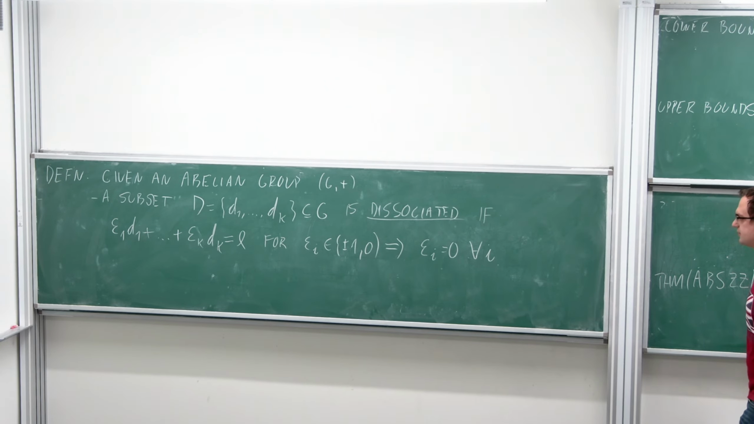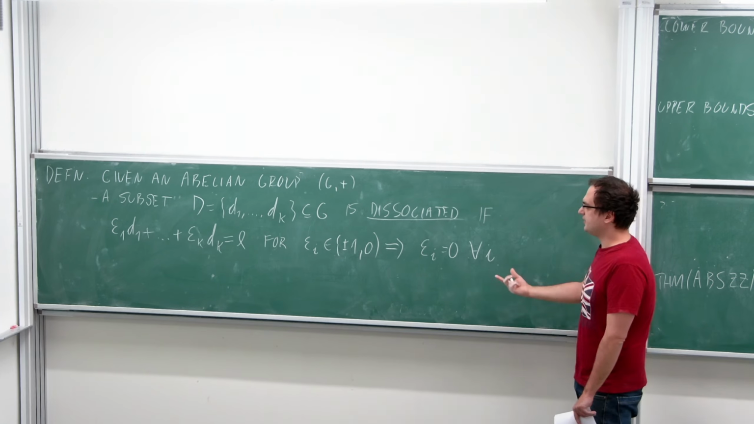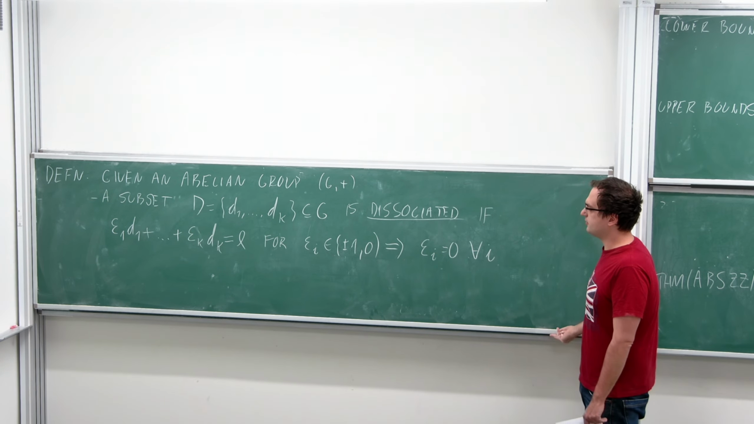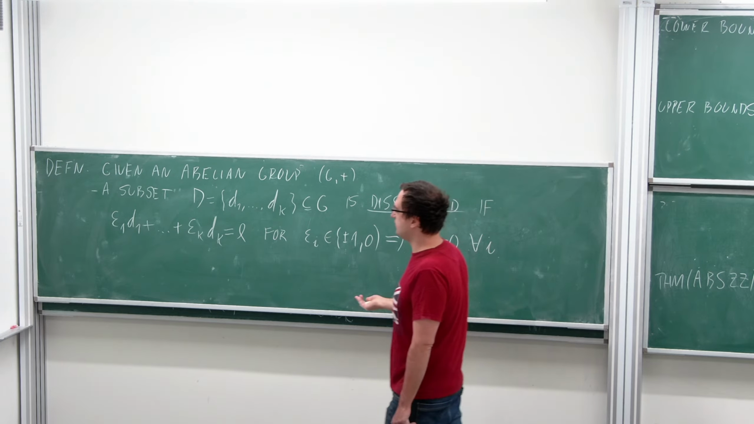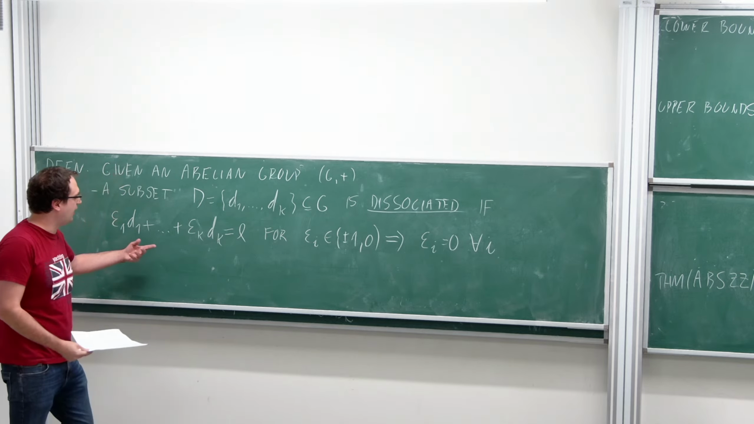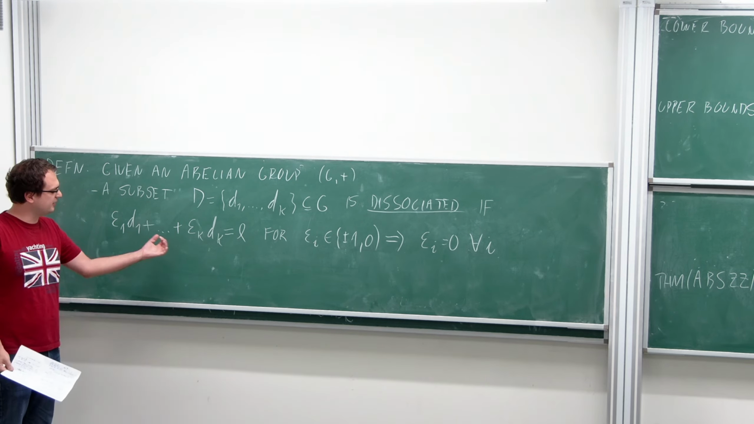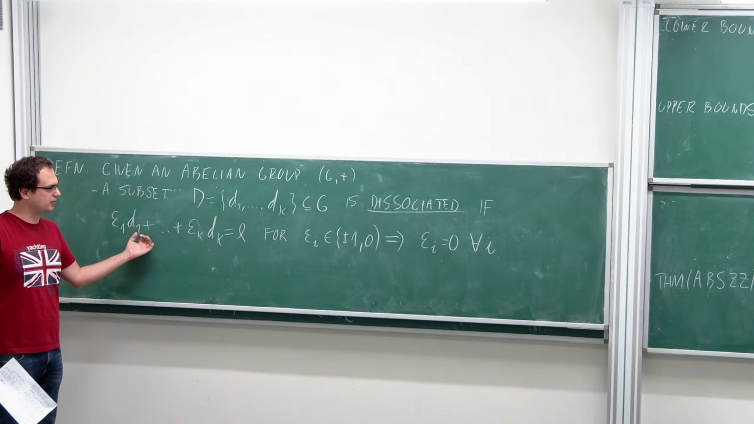So let's just stare at this for a second. What I'm saying here is something that should be very reminiscent of a definition of linear independence in vector spaces, right? A set is linearly independent if it doesn't have any non-trivial linear combination.